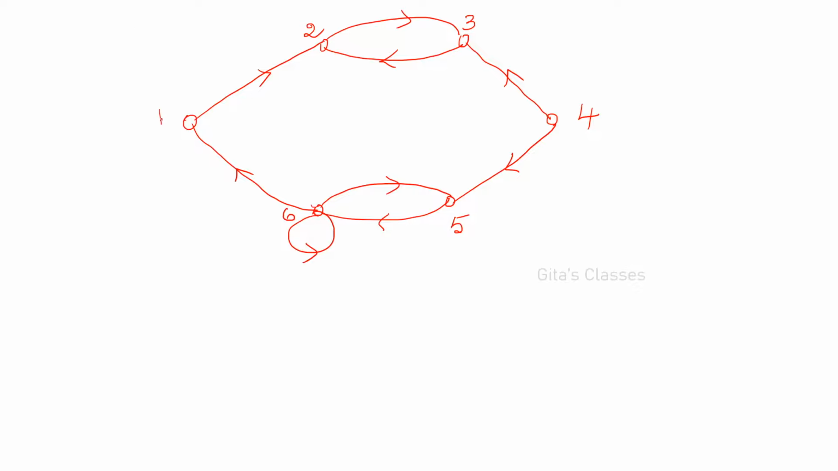From 1, can you go to 2? Yes. From 2, can you come to 1? No, it is not possible. Right? Therefore, it is a transient state. 1 is transient. From 1, you can go to 2, but you cannot come back to 1. Okay? So, 1 is a transient state.